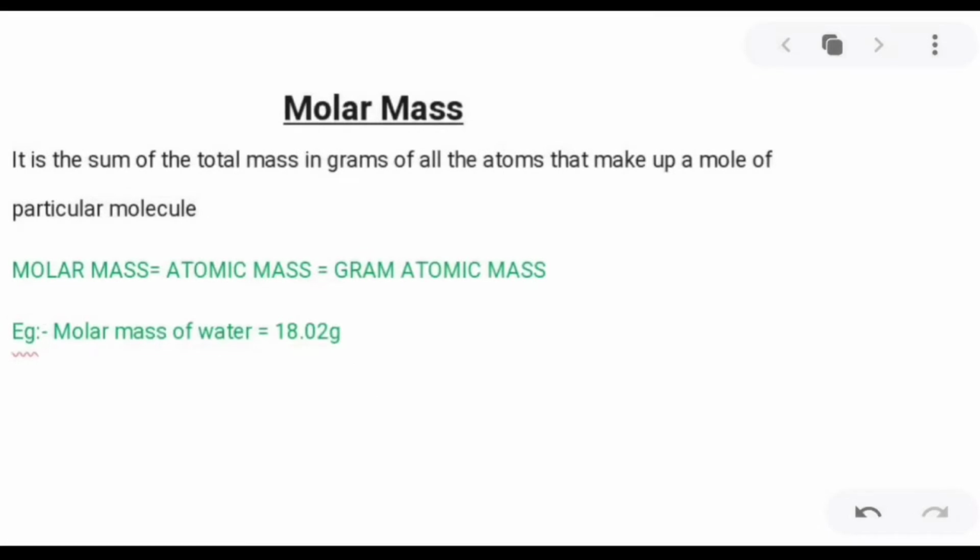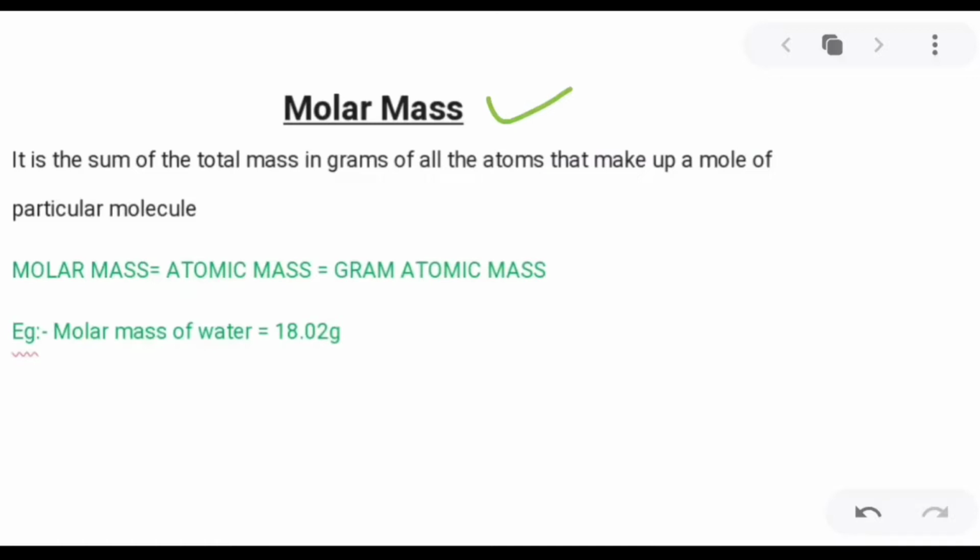Now let's see molar mass. Molar mass is the sum of the total mass in grams of all the atoms that make up a mole of a particular molecule. So what is molar mass? When you take one mole of a particular molecule, and you sum up the mass of all the atoms present in it, that gives the molar mass. Molar mass is equal to atomic mass, in grams, that is gram atomic mass.